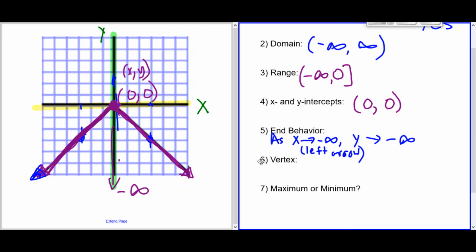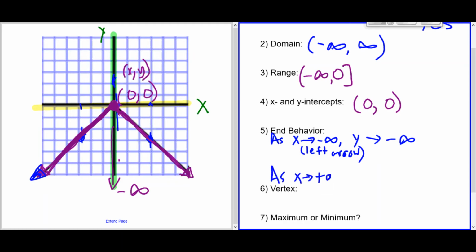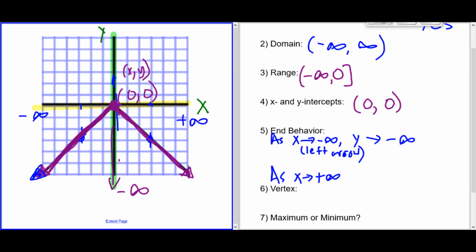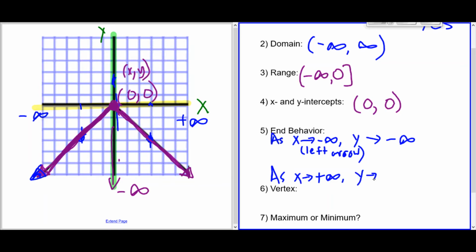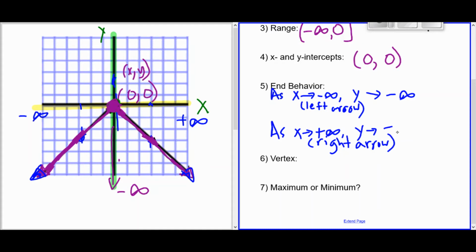And then for the other part, there's another piece of this: as x approaches positive infinity, meaning as your x's get bigger. So here's negative infinity on the x, and here's positive infinity on the x. As x approaches positive infinity, what's happening to y? Again, this is just saying, look at the right arrow of your graph. Which way is that pointing? So if I look at my graph, the right arrow is pointing down. So that means as x approaches positive infinity, y approaches negative infinity.